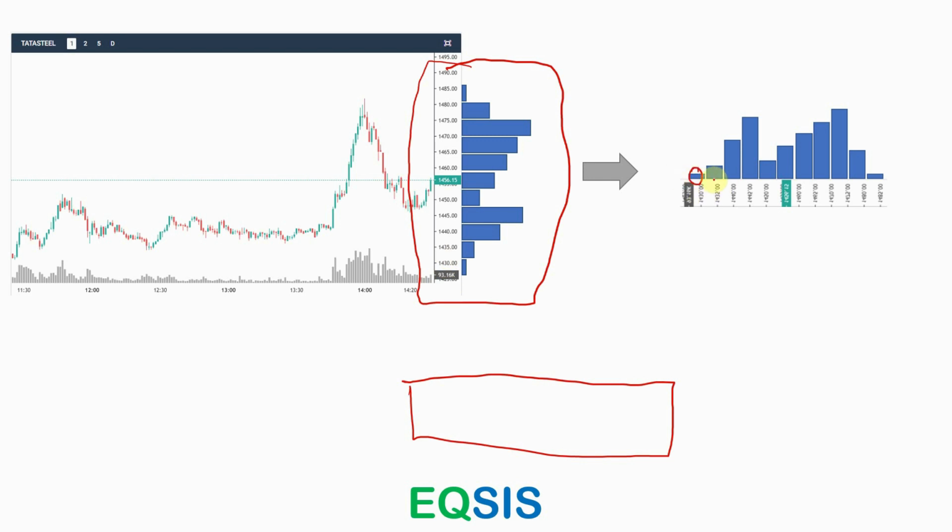And the next, so this must be the high of the day, and this must be the low of the day. And the stock is trading somewhere in between. This must be the current price.